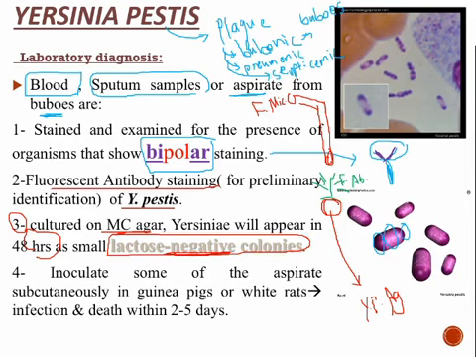Just a reminder. The fourth test is we can take a sample from the buboes. We can aspirate the fluid in the buboes and then inject it in guinea pigs or white rats, and they would die within 2 to 5 days.